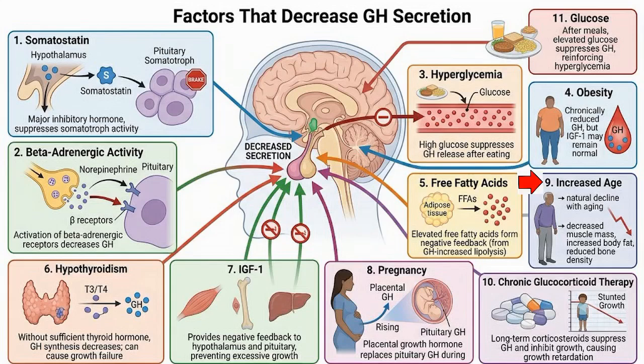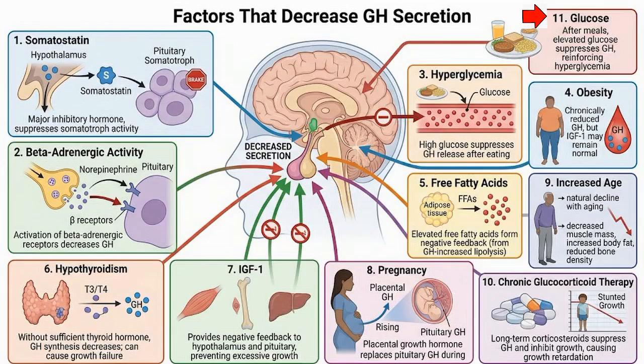9. Increased age. GH secretion naturally declines with aging. This contributes to decreased muscle mass, increased body fat, and reduced bone density in older adults. 10. Chronic glucocorticoid therapy. Unlike short-term exposure, prolonged glucocorticoid therapy suppresses GH secretion and inhibits growth. This explains why children receiving long-term corticosteroids may develop growth retardation.